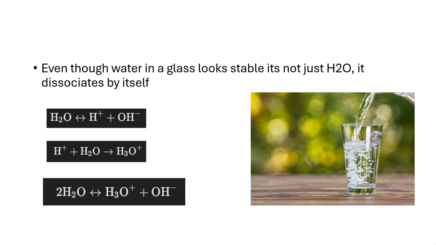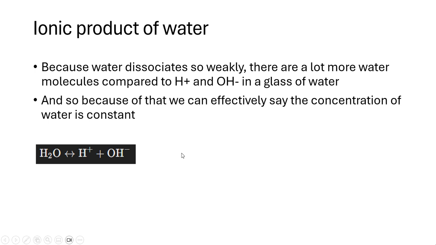So the concentration of water in a cup, a lot of it is water. Only a small amount of it is hydronium ions and OH-. That makes sense. Most of the cup is actually water. So this is very weakly dissociating. Now let's talk about the ionic product of water.